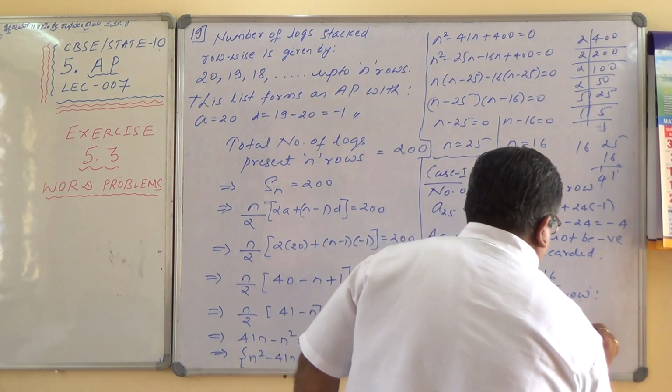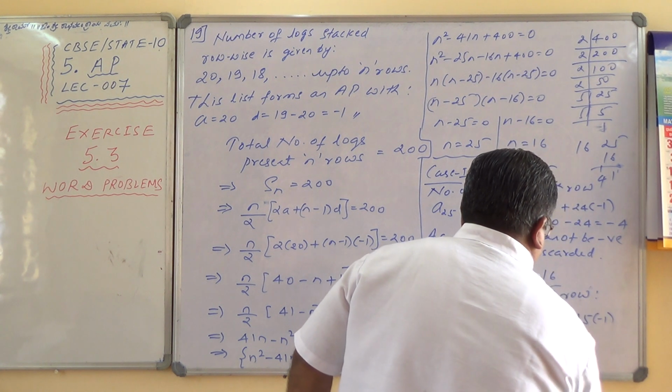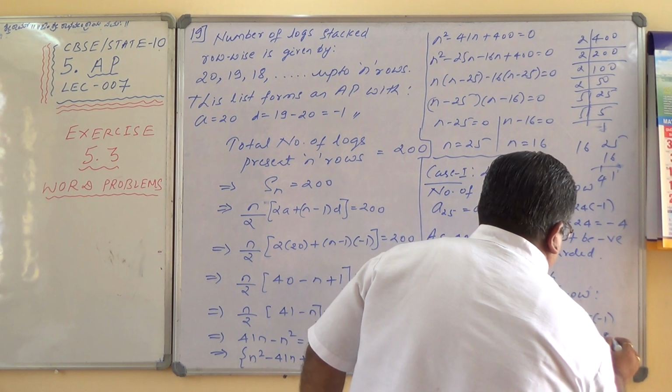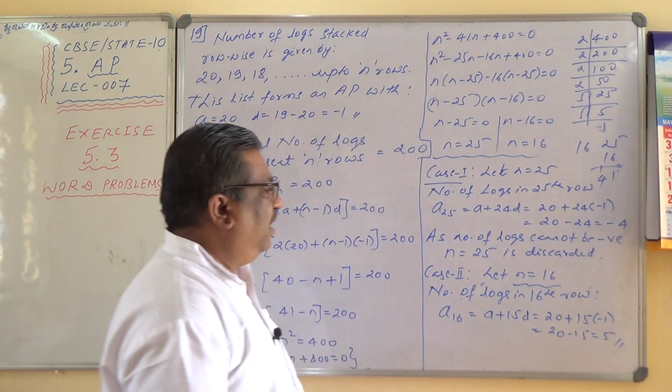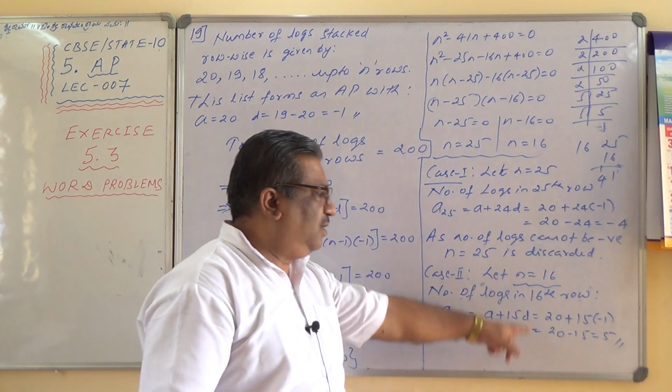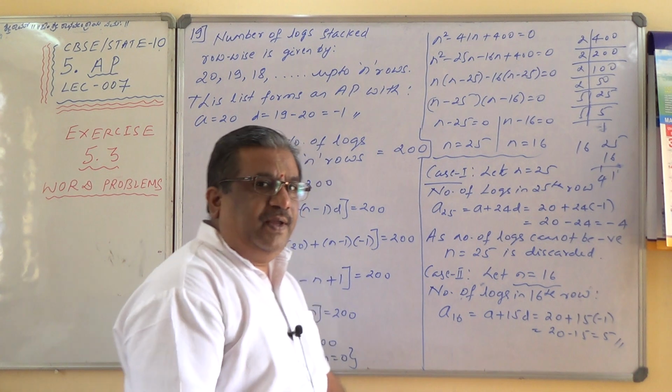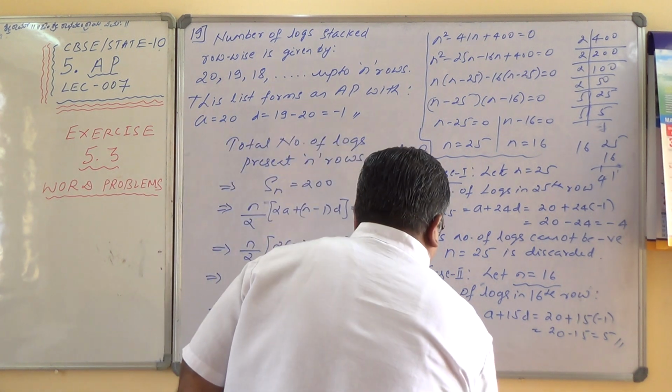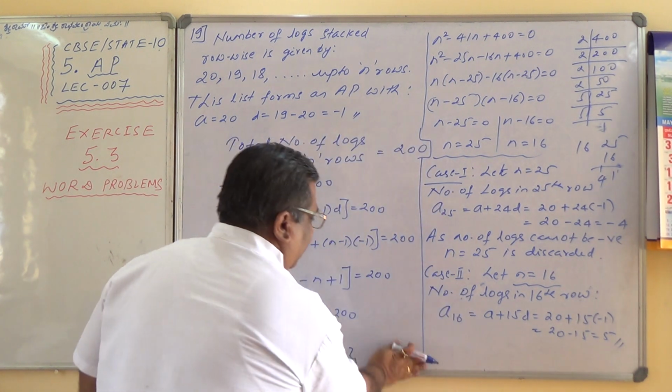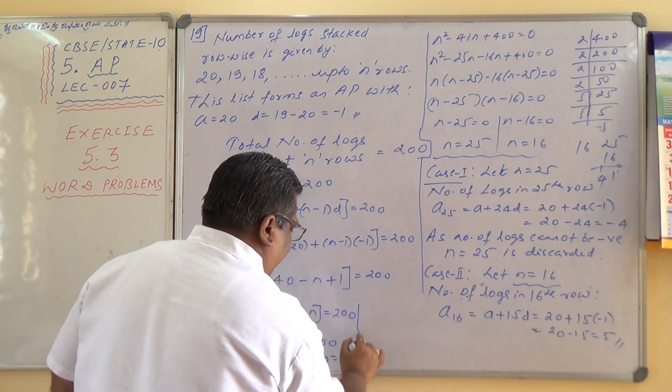20 plus 15 times minus 1. 20 minus 15, which is 5. Yes, it is possible. In the last row, which is the 16th row, the number of logs is 5. Therefore, the final answer, where should I write? Here I am writing, look here, this final answer.